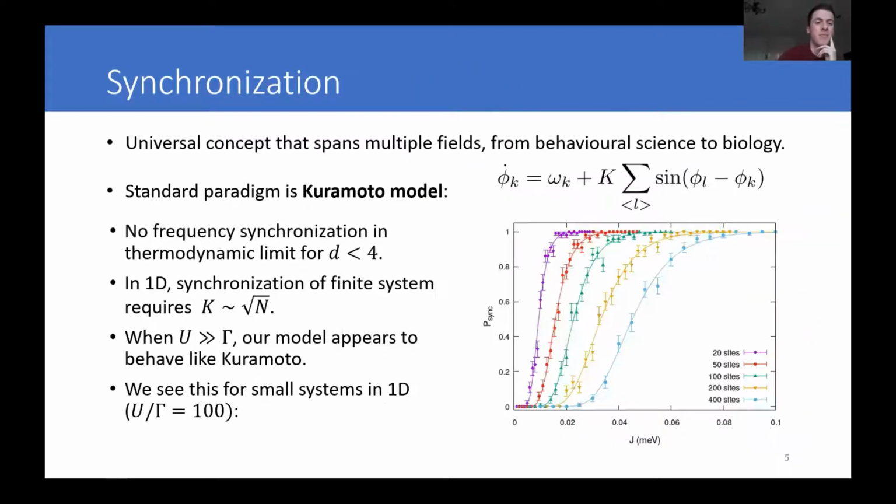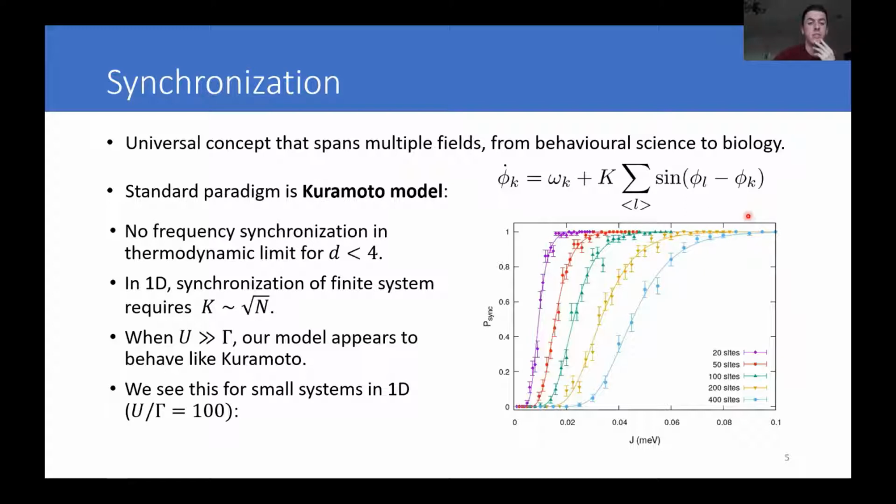Anyway, we're not the first people to study synchronization at all. It's been a hot topic in many fields for decades. And one of the most successful models, and simplest as well, that describes coupled oscillators is this Kuramoto model here. And we've written down the Kuramoto model with nearest neighbor coupling.